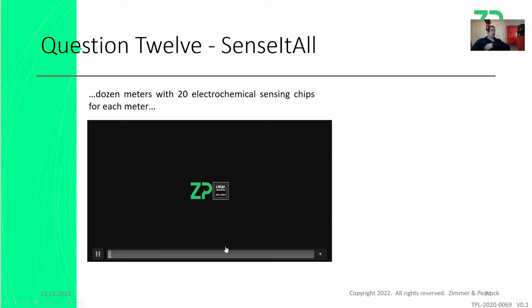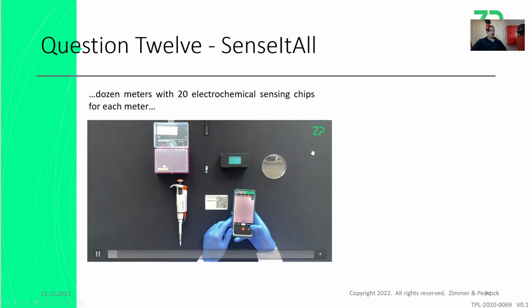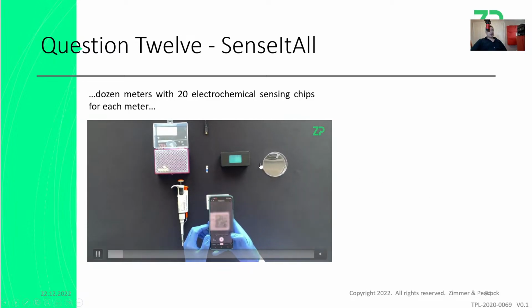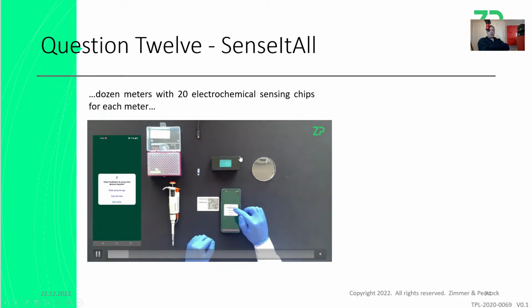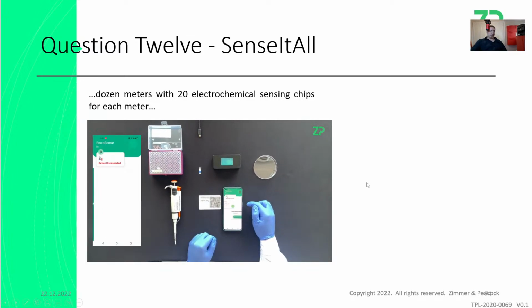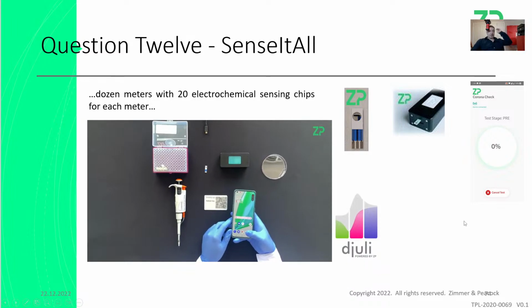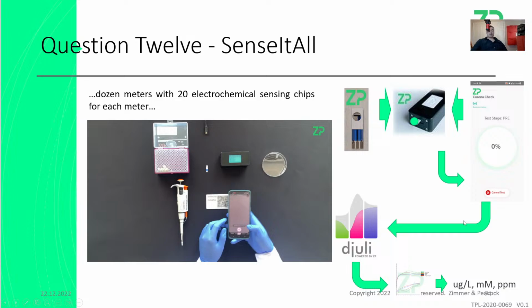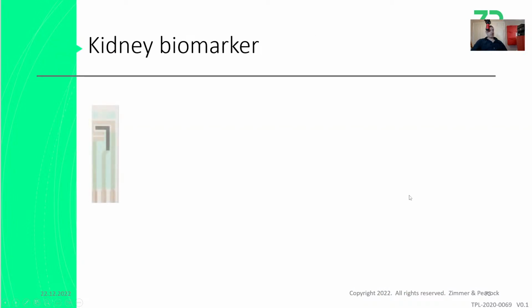We've also had an inquiry coming in from Asia. Somebody wants 20 electrochemical sensing chips and a dozen meters. The solution for this is, somebody comes to us and says, look, I need something to use in what I would call a preclinical trial. Then we do have our SenseItAll platform. It exists. The electrodes are already compatible with it. We have the ability to send all that data to the cloud, and to send that data in our cloud to another cloud using an API.